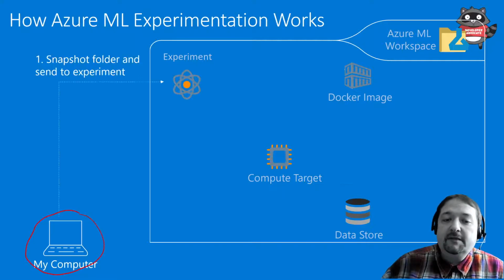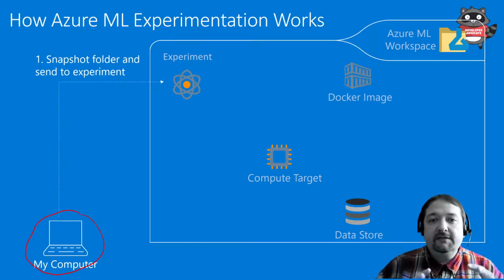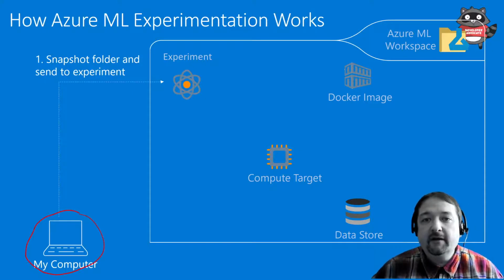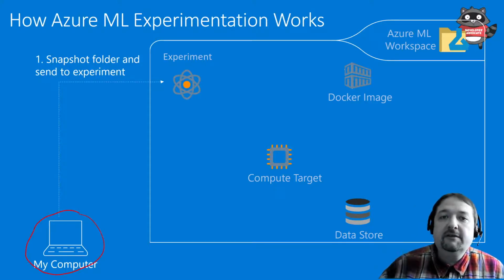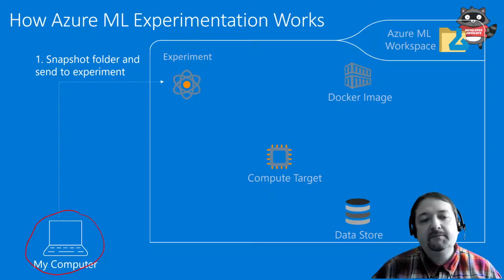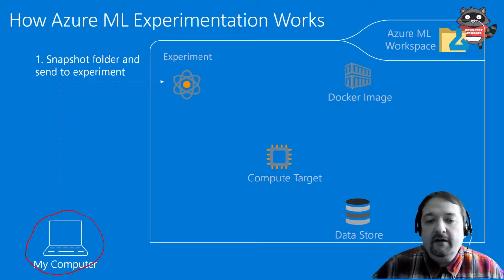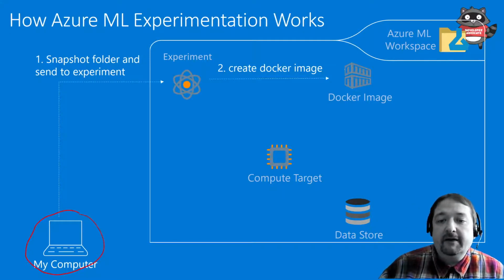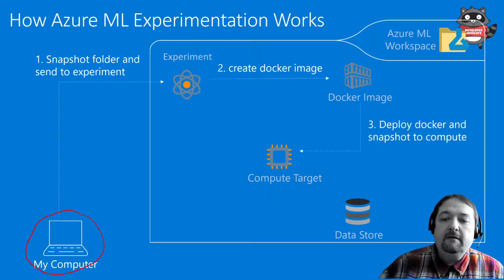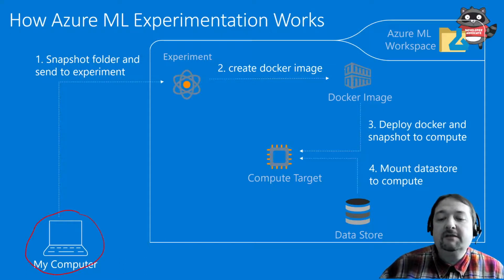And once I submit the experiment, the whole current folder is captured and sent to Azure ML. The reason I need the whole current folder is that normally with my Python file, I can have some additional libraries, and it's very easy to include them as well. So Azure ML then prepares the container based on my files and stores it in a repository for Docker containers inside the Azure ML workspace. Then it distributes this Docker image to the compute cluster. And if I'm using some data sets, it also mounts the data store.